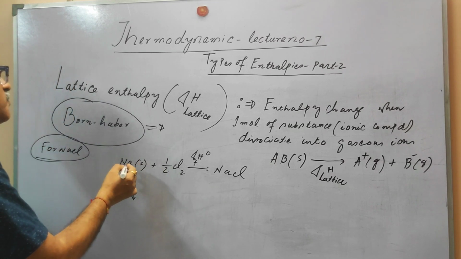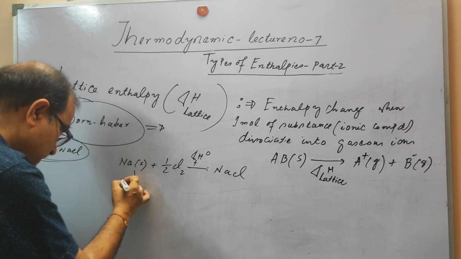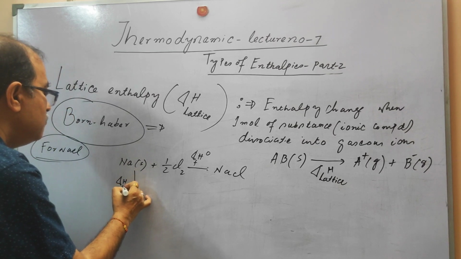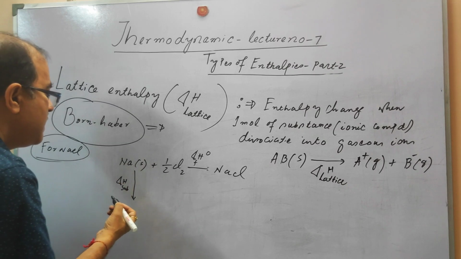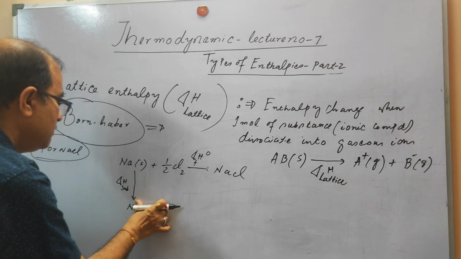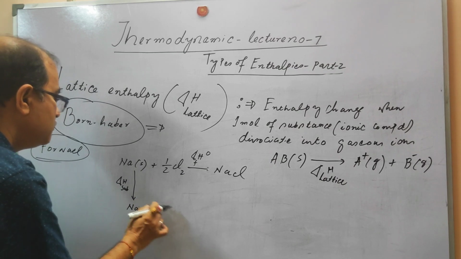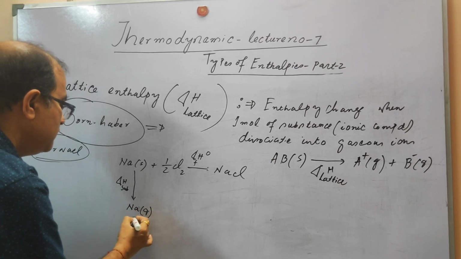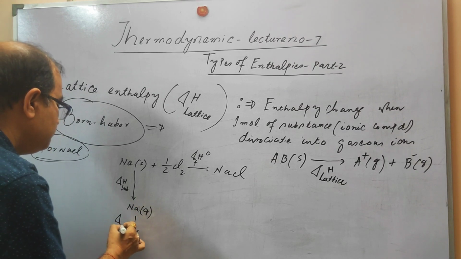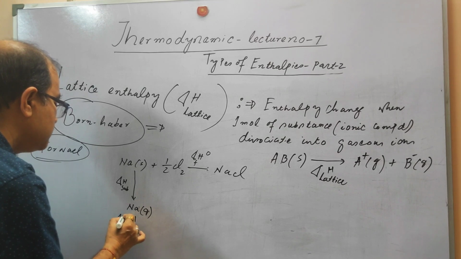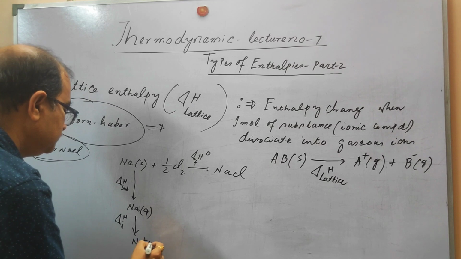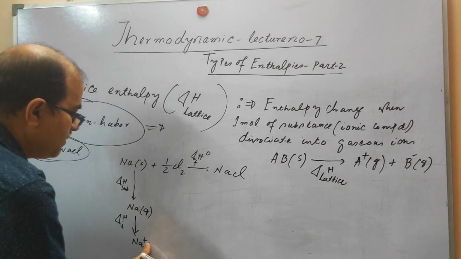First, the solid sodium will be sublimated into gaseous atoms. At that time, the enthalpy of sublimation will be taken care of, and it will give the gaseous atoms. Then this gaseous atom, with the help of another enthalpy, the enthalpy of ionization, will give Na plus ions. You will get the Na plus ions.